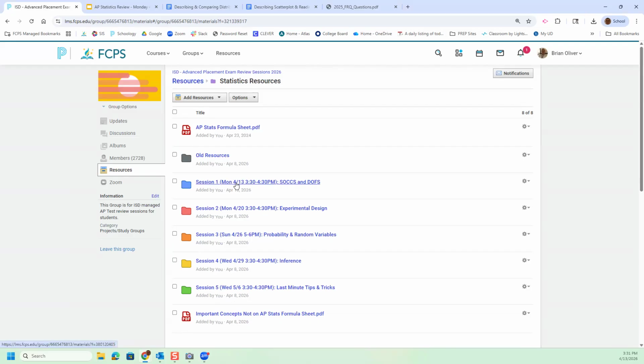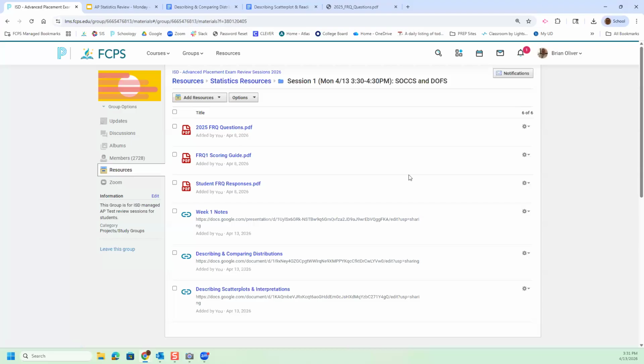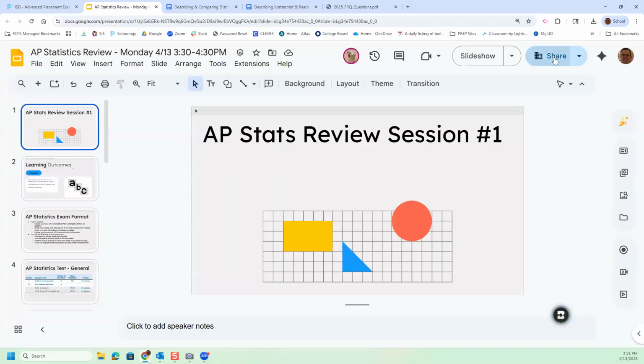So today we're session one. We're going to talk about the idea of SOCS and DOFs. For those that don't know what those acronyms mean, you will. It's one of the FRQs you'll most likely see, but everything that I'm going to talk about is in here. So the notes are here. I've got a Google Doc that explains what we're going to talk about today. We're going to do an FRQ and talk about it in that context. So let's get started. Actually, let's bring this up.